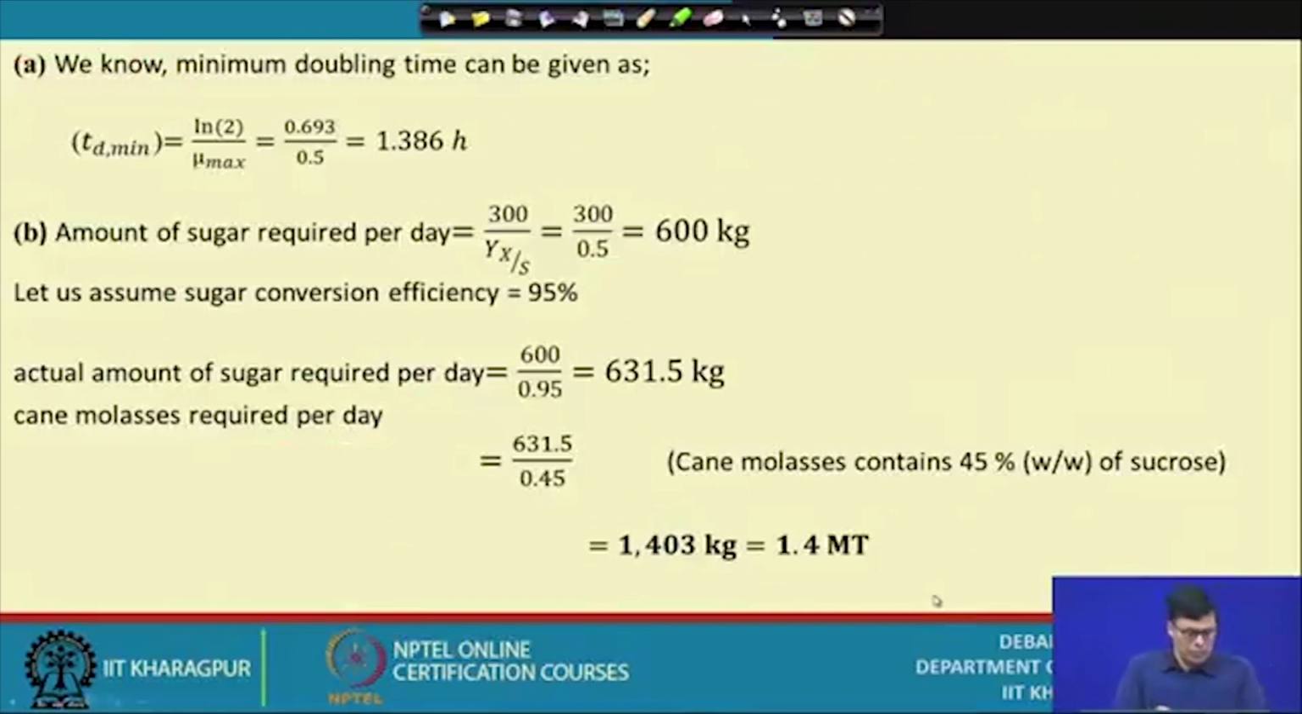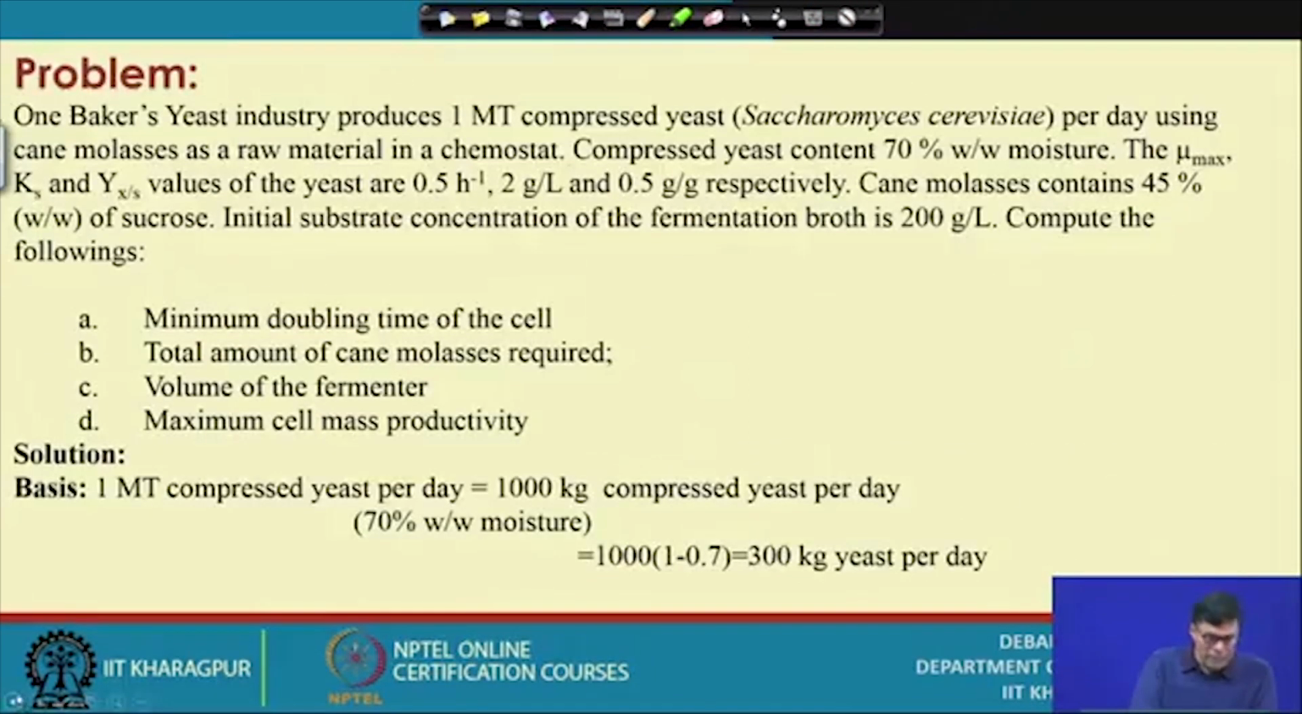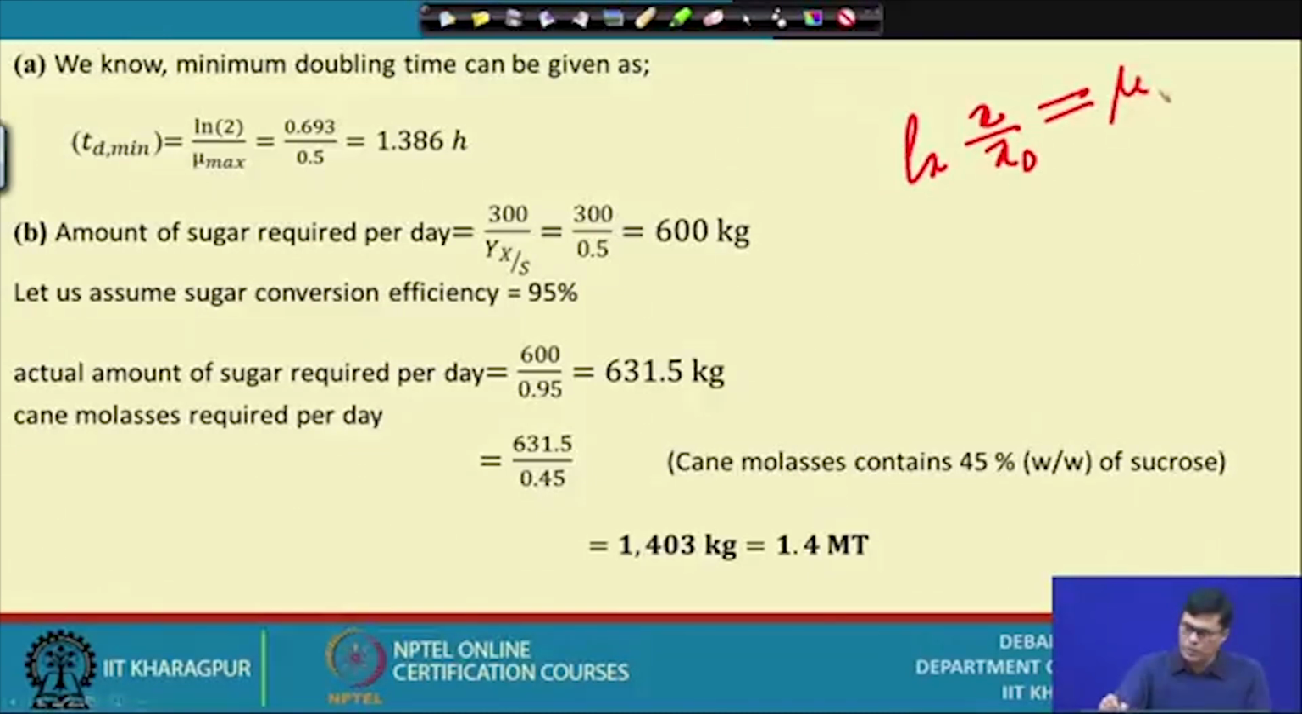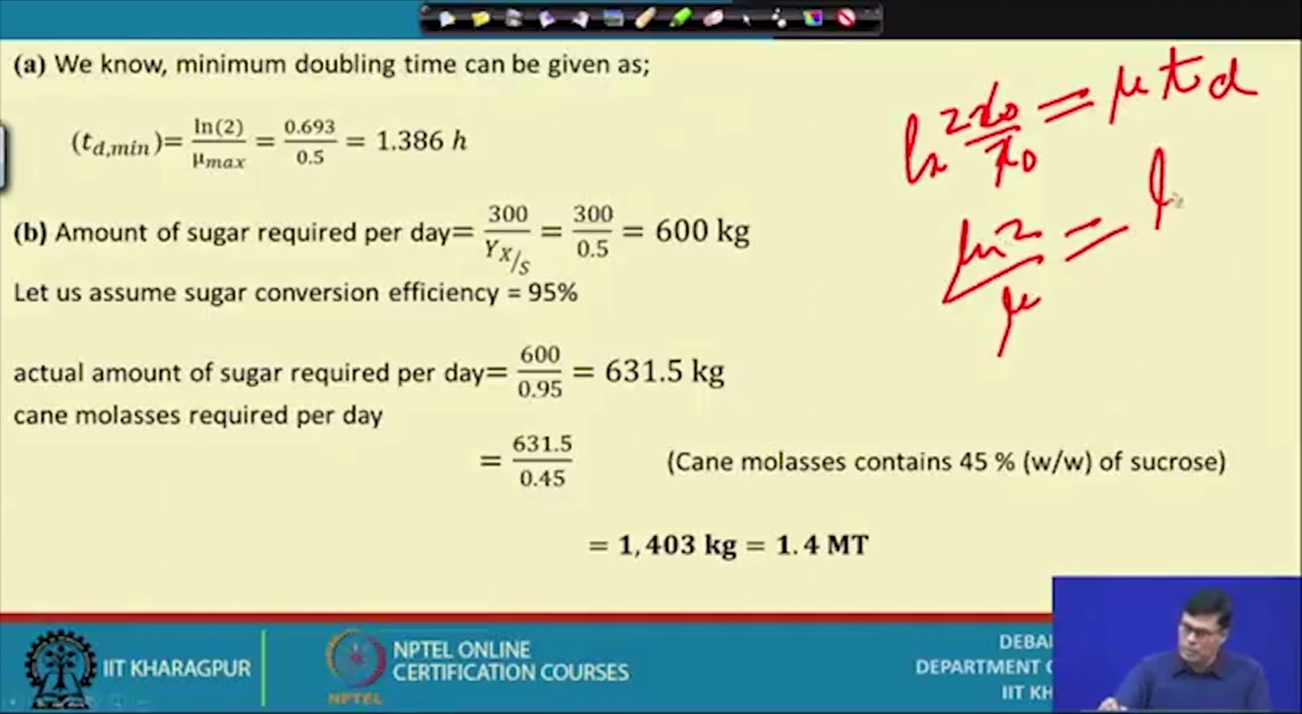Am I right? Now, first we shall have to find out the minimum doubling time. Am I right? So, what is the minimum doubling time? We have already shown you that ln x by x0 equals mu into T. Doubling time means double the cell mass. So, this is the doubling time. So, x0 will cancel. So, ln2 by mu is the doubling time T.